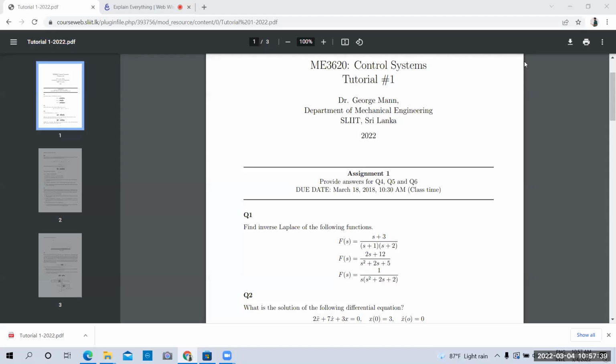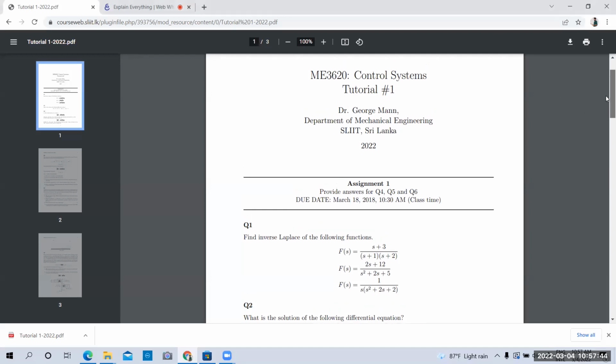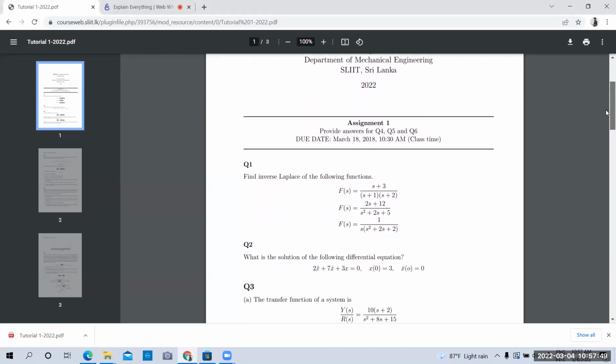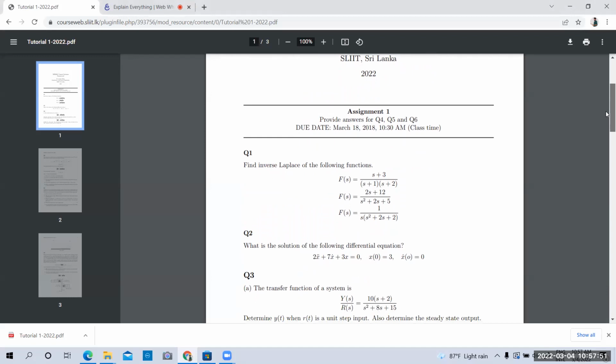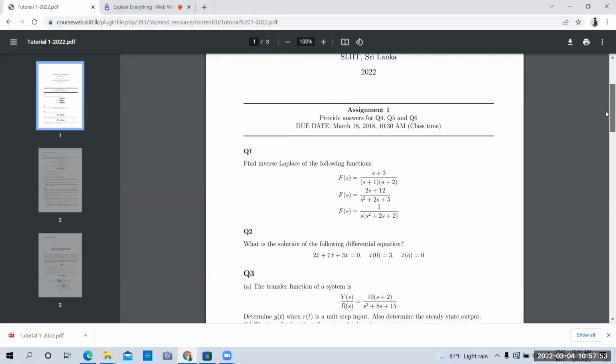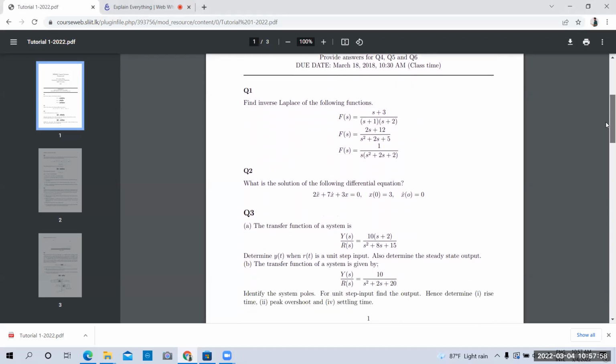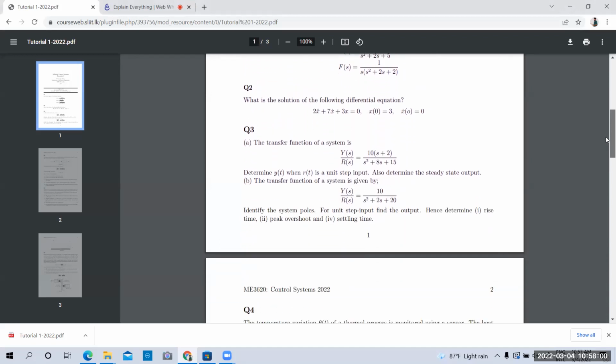All right, so in the tutorial, the first three questions that we'll be trying out today will be finding the inverse Laplace of three given functions, and then finding the solution of a given differential equation using Laplace. Then we have the transfer function of a system, and we'll be finding certain parameters such as the rise time, peak overshoot, and settling time based on the model that we get, right?